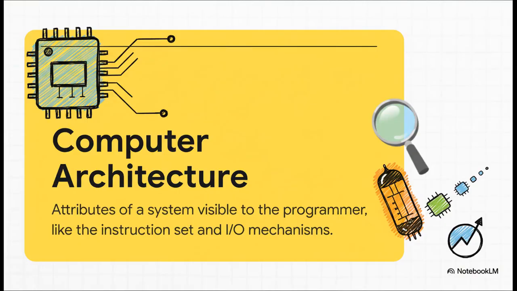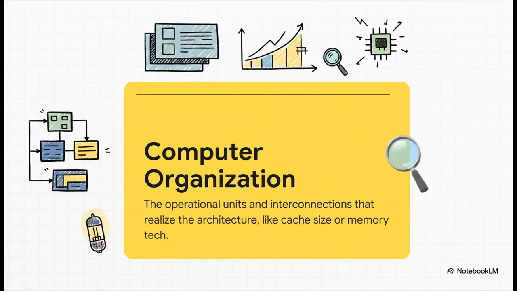So, computer architecture? That's the blueprint. It's the official set of rules. It tells you things like what commands the processor understands. That's the instruction set. Or how it talks to all the other parts of the computer. The most important phrase here is visible to the programmer. This is the contract, the promise. It guarantees that if you write software for this architecture, it's going to work. Period.